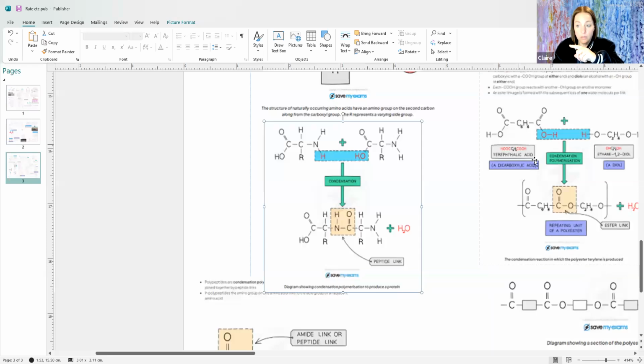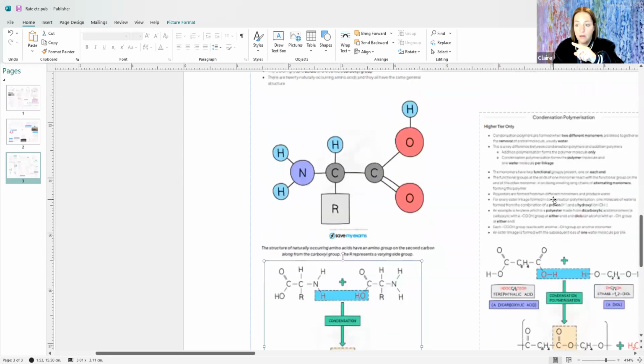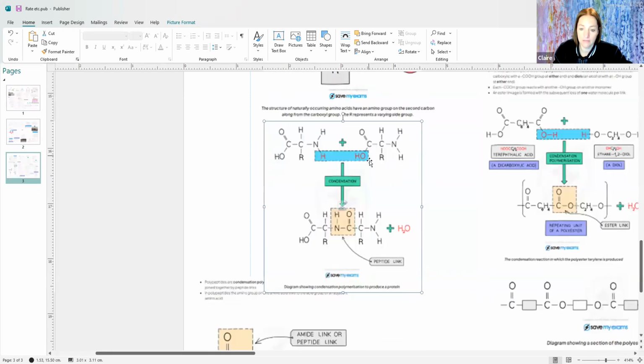Similar to the carboxylic acid binding, you are producing water, so it's a condensation. Condensation polymerisation just means you have produced water as if by magic, and that's because, again, you need to remember where that OH is coming from and where that H is. It's the same thing as the carboxylic acid.